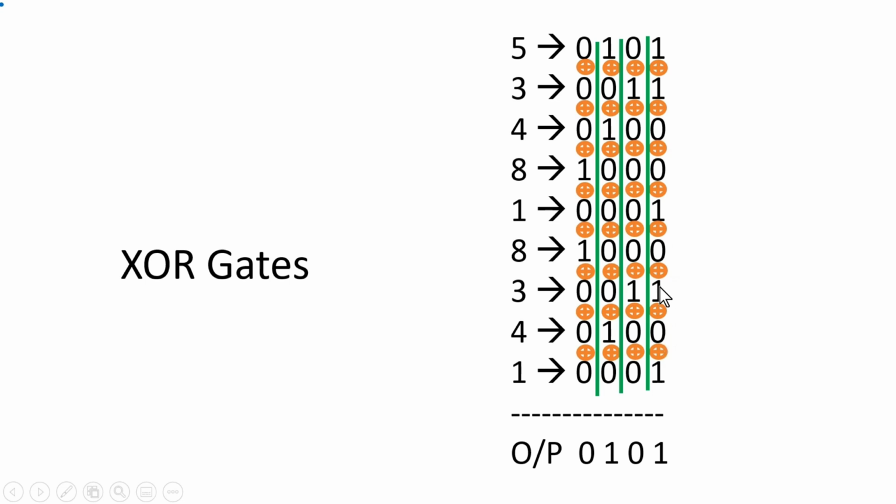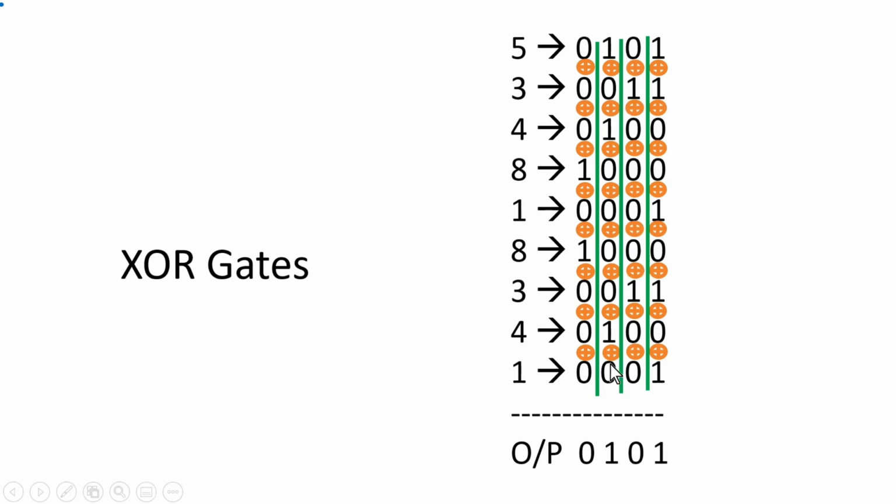So this one is cancelled with this one. This one is cancelled with this one. So the only remaining one is here. So this one will come here. Now let us see the second column. So this one will be cancelled by this one, and all other bits are 0. So 0 will come at out.